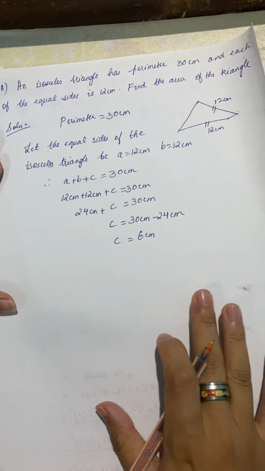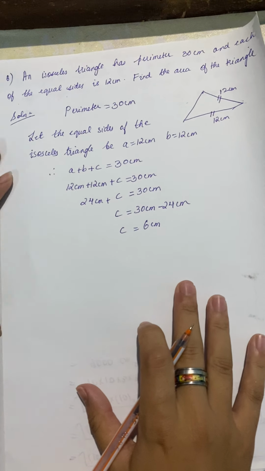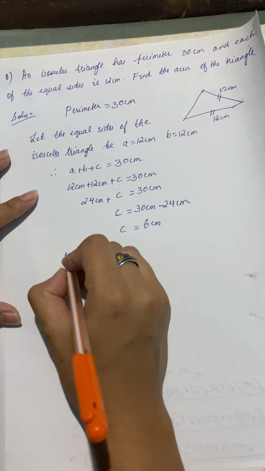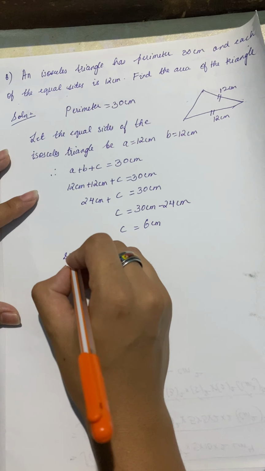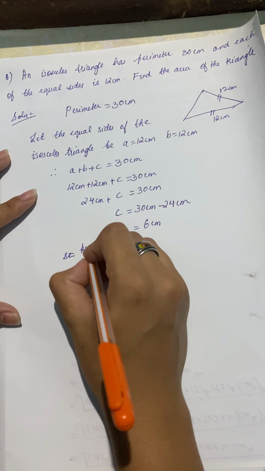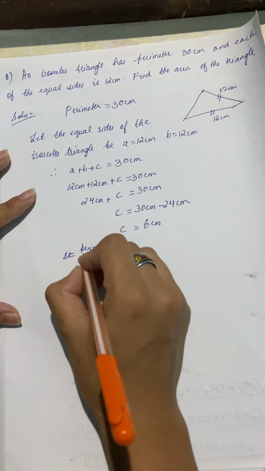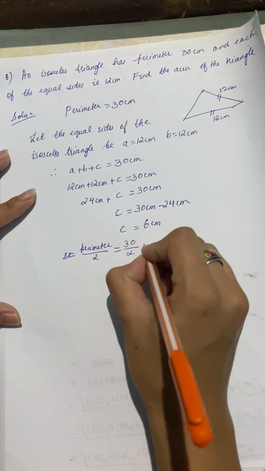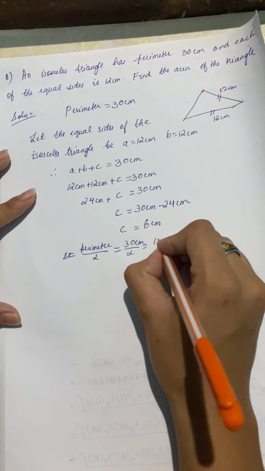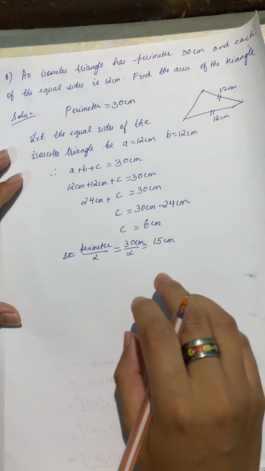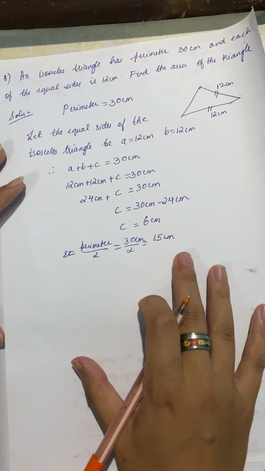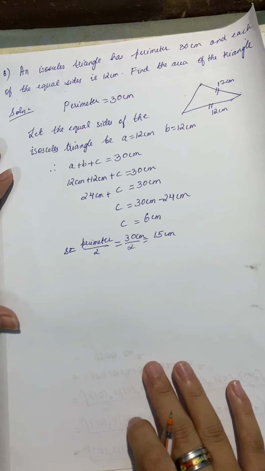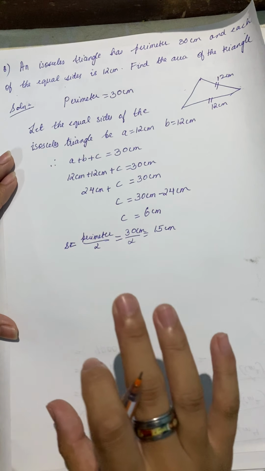Now we're almost done, okay? We have almost found out everything. We'll find out S, okay? Now remember, what is S? S is perimeter by 2, okay? So I'll just straight away use this formula, 30 by 2. It will give me 15 centimeter. Clear? See, whenever the perimeter is already mentioned, please try to just directly use perimeter by 2, okay?